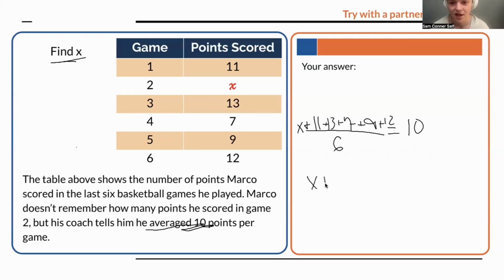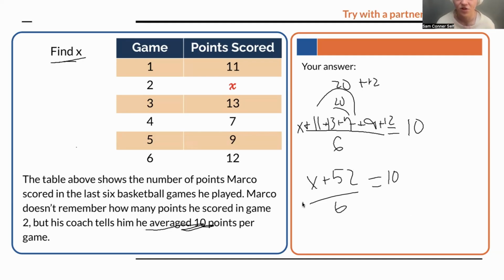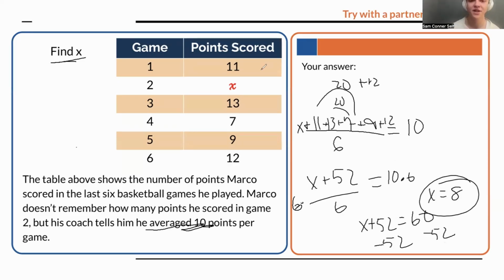So it's going to be x plus, these make 20, these make 20, plus 12. So it's going to be x plus 52 over 6 is equal to 10. We're going to multiply both sides by 6 to get that out of the denominator. x plus 52 is going to be equal to 60. And we just subtract 52 from both sides of the equation to get x equals 8. And again, if you wanted to double check, you just plug this value back in for x, divide it by 6, and make sure that it's 10.